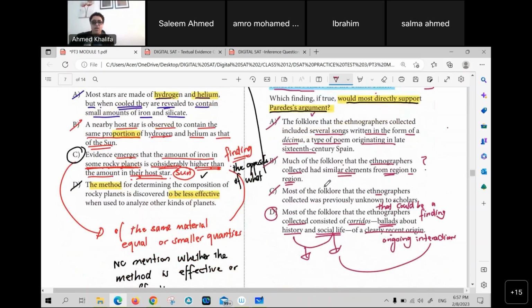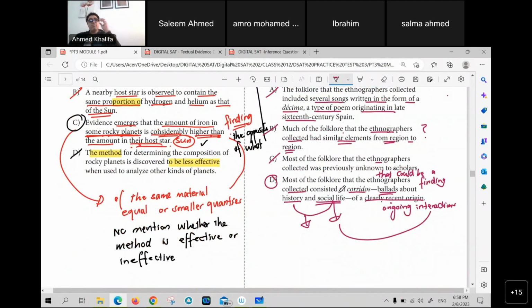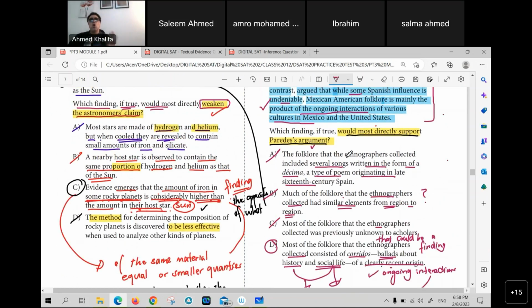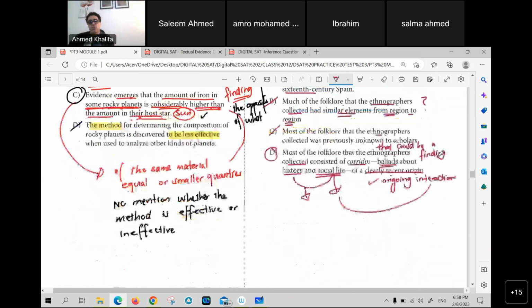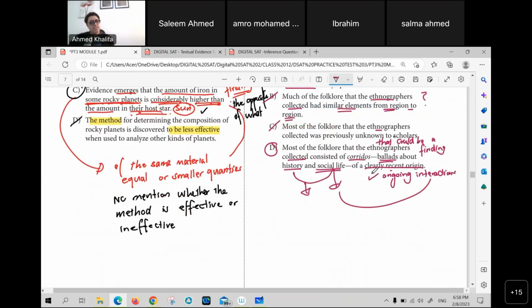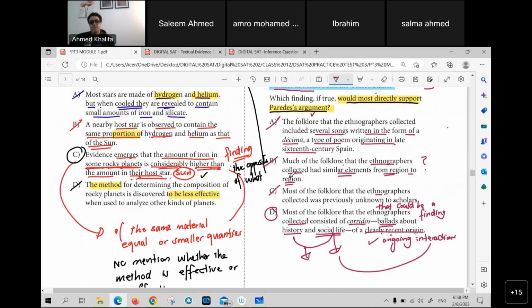What does that mean, Omar? If I want to find the finding, it is not stated here, but I can imagine that most of the folklore that ethnographers collected contained corridos. These ballads are about history and social life, interactions of clearly recent origin. If you want to replace it with a vocab word, I'll go for ongoing. Ongoing means still there, so it means recent. Of clearly recent origin. This is the only finding that you can come up with. Am I right, Omar? Salim, give your say. No, I don't fully understand, but now I do.